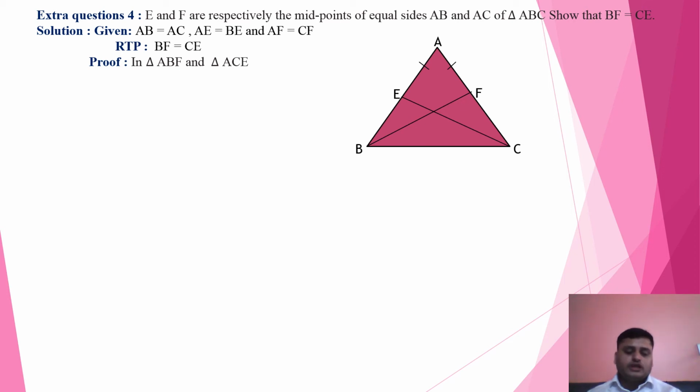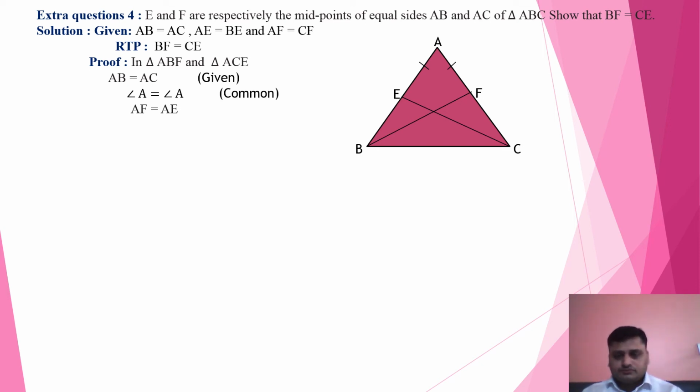Now in these two triangles we require three things. So first thing is AB is equal to AC. It is clearly given in the question, so we will write it as given. Now come to the next part. We can write angle A is equal to angle A. This is common for both the triangles, either we take it ABF or we take it ACE.